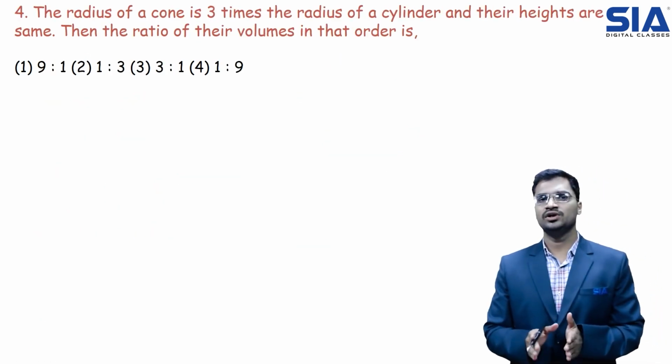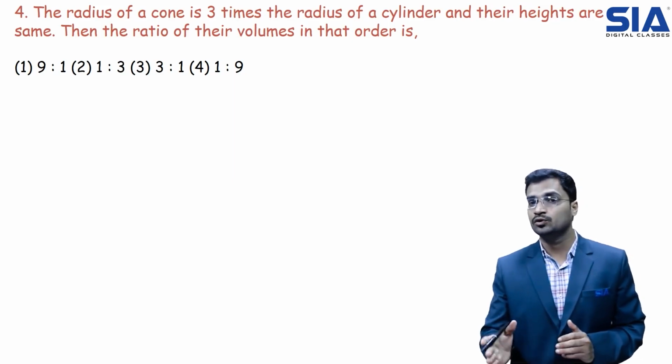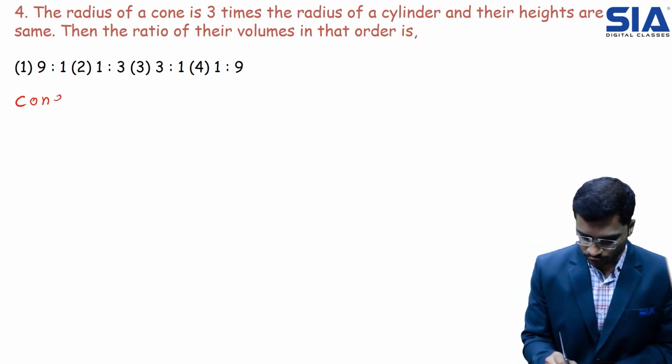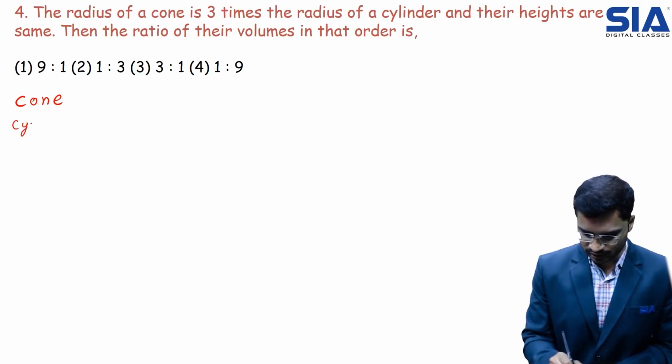The radius of the cone is 3 times the radius of a cylinder. What he is saying is the radius of a cone is 3 times the radius of cylinder. Now let us see. There are two volumes or two items, which is cone and cylinder.